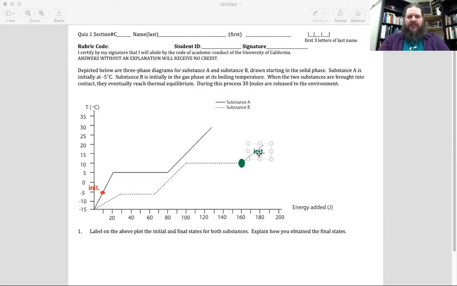And then if we mix these substances together, what would you expect to happen to each one? What changes are going to occur?